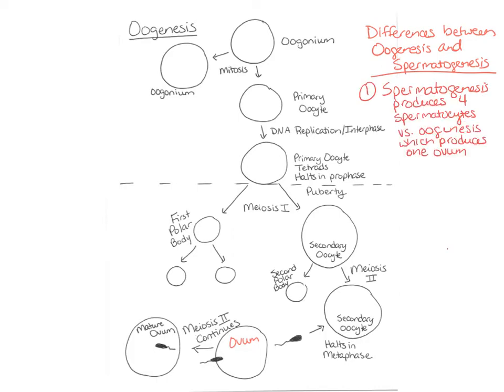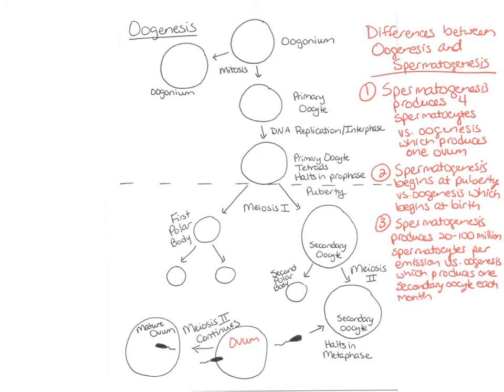Second of all, spermatogenesis in the male begins at puberty, whereas oogenesis begins before birth, and then it becomes suspended until puberty begins. And then third, spermatogenesis produces 20 to 100 million spermatozoa per emission, whereas oogenesis will only produce 1 secondary oocyte every month.